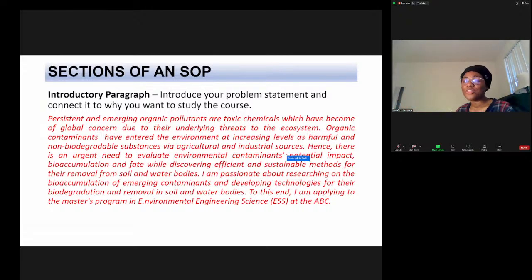So don't think that you just copy what is here, change a few things, and apply. I've seen people do that a lot, where they just find a random SOP online or a random essay online and they just change their name and change one or two things, and they just turn it in. No, it has to be unique. It has to be tailored to you.